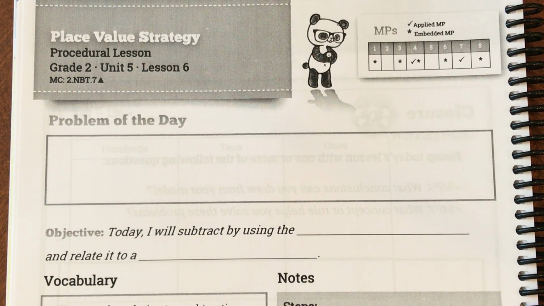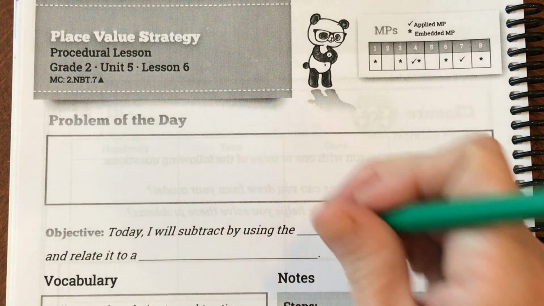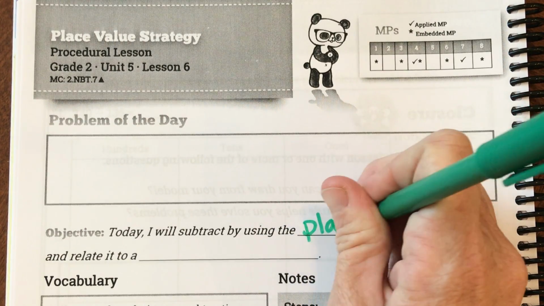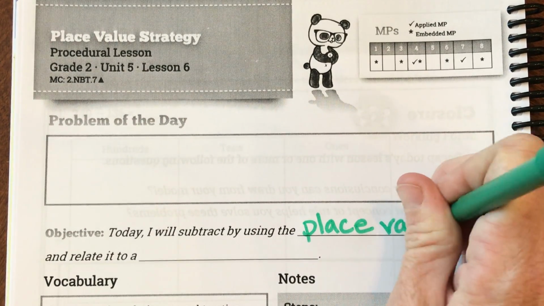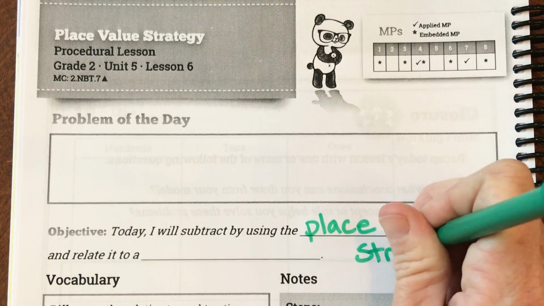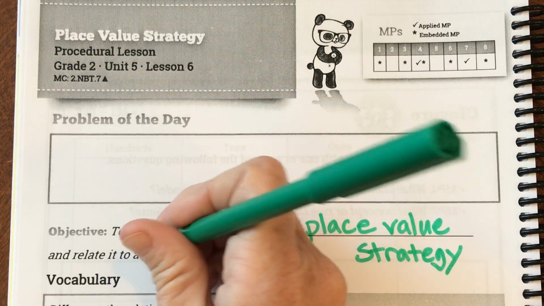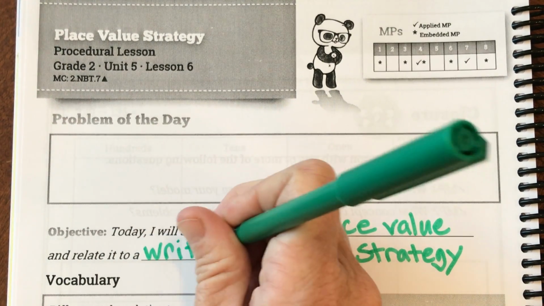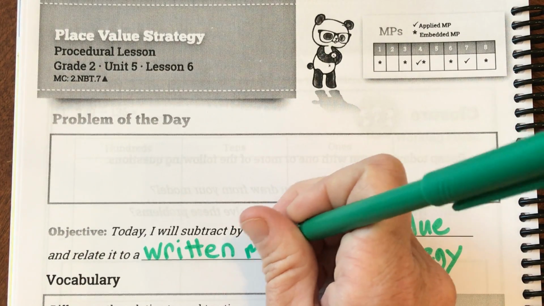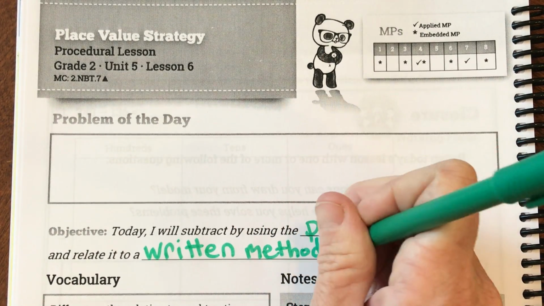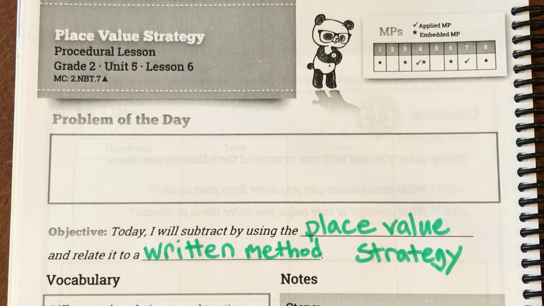Today we are on page 31 of your student journal, page 31. And our objective today says, today I will subtract by using the place value strategy and relate it to a written method. Okay, so let's look at that again. So it says today I will subtract by using the place value strategy.